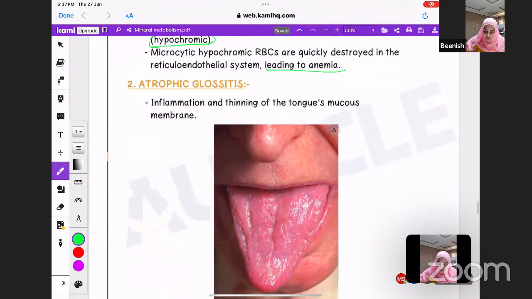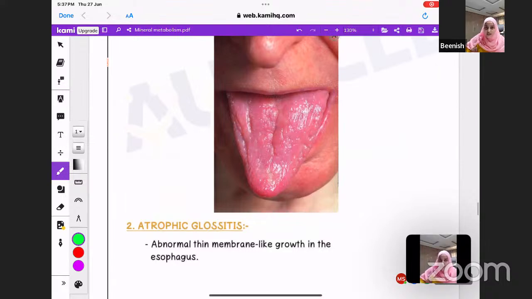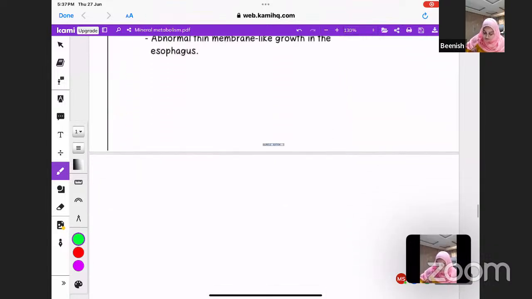Now, another manifestation is atrophic glossitis, that is inflammation and thinning of the tongue's mucous membrane. Here you can see this in the picture. Then there is another feature, that is abnormal thin membrane-like growth in the esophagus.